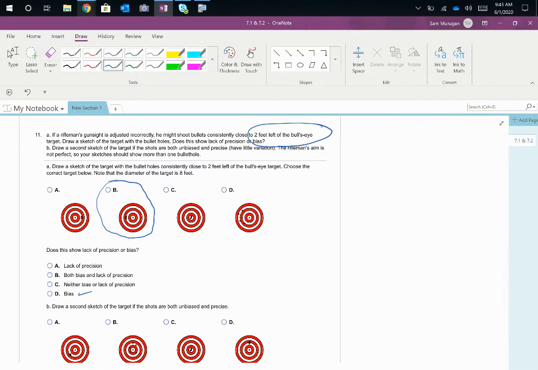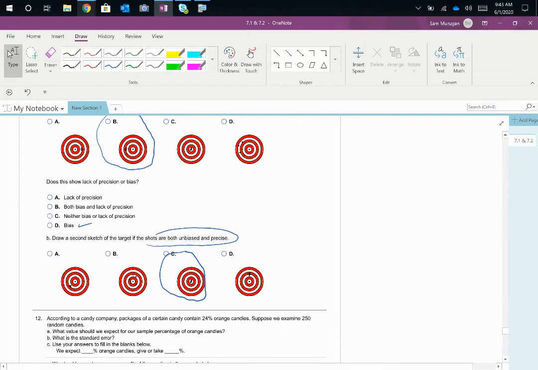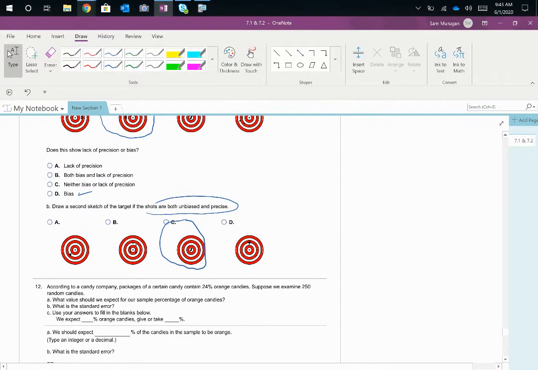Now, if the shots are both unbiased and precise, everything would be directly at the center. Okay? Easy question.